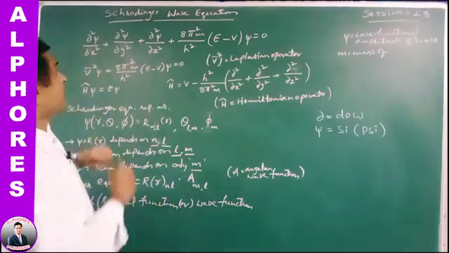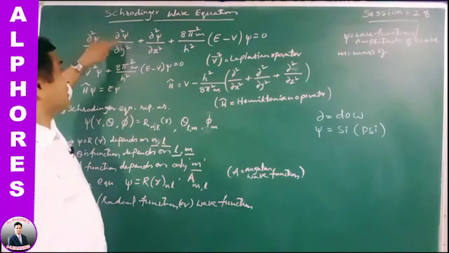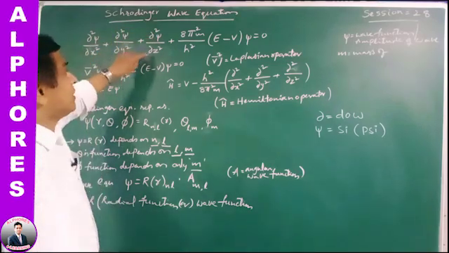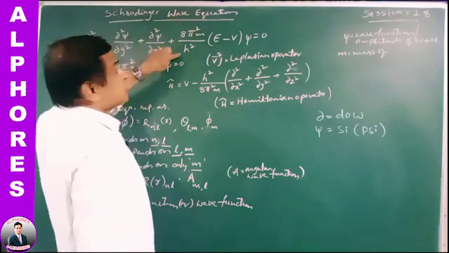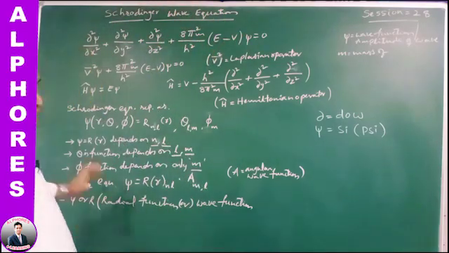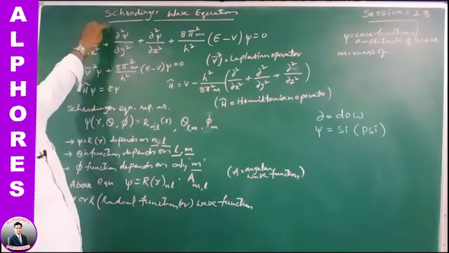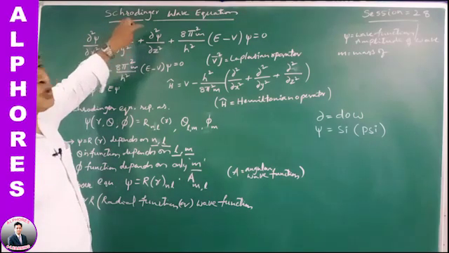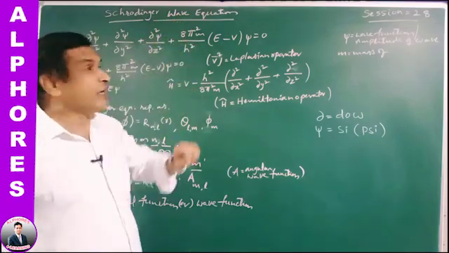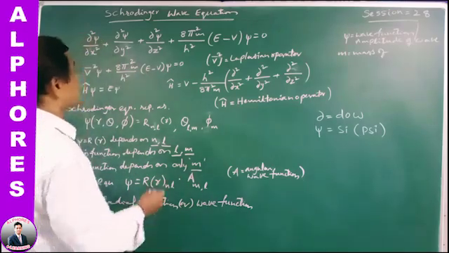The equation can be read like this: dou square psi by dou x square plus dou square psi by dou y square plus dou square psi by dou z square plus 8 pi square m by h square into E minus V, psi, is equal to 0. Once again, let us read the equation: dou square psi by dou x square plus dou square psi by dou y square plus dou square psi by dou z square plus 8 pi square m by h square into E minus V, psi, is equal to 0. So this is the Schrödinger wave equation.